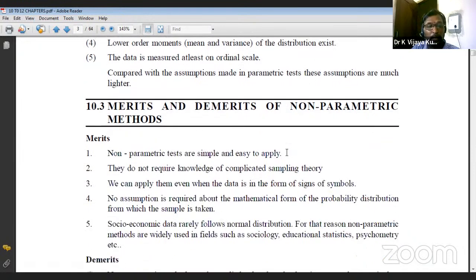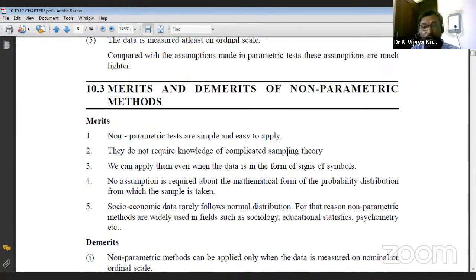Merits and demerits of non-parametric methods. Non-parametric tests are simple and easy to apply. They do not require knowledge of complicated sampling theory. We can apply them even when the data is in the form of signs or symbols. No assumption is required about the mathematical form of the probability distribution from which the sample is taken. Socioeconomic data also rarely follows a normal distribution. For that reason, non-parametric methods are widely used in fields such as sociology, educational statistics, psychometry, etc.